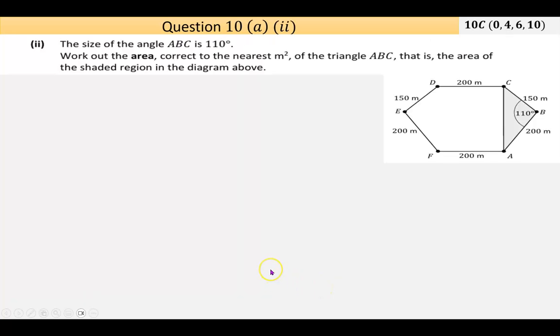Now part 2 says the size of the angle ABC is 110 degrees. So that's this angle here. Work out the area correct to the nearest meter squared, so we have to round it, of the triangle ABC. That is the area of the shaded region in the diagram above. So I've drawn it out there separately, and it's always worth doing a pilot diagram just to help your brain make sense of what's happening. This is not a right angle triangle, okay?